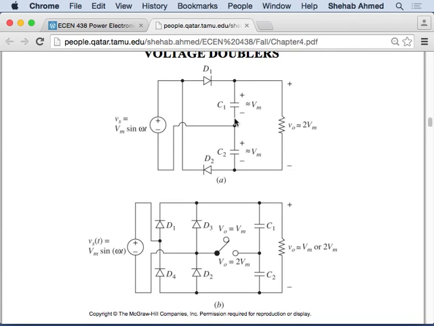Right? So I've charged C1 and C2, each to V maximum. Assuming that I was able to properly choose C1 and C2 so that they are quite large compared to the amount of charge that the load is taking out of them, then C1 and C2 will be able to maintain the voltage. And now these two are charged, and they will be feeding the load when this is not being charged.